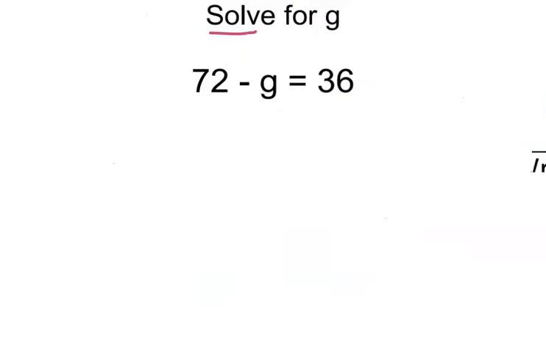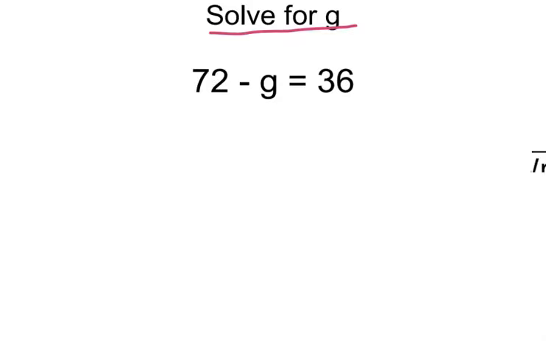Solve for G. Okay, so again, they're keeping the numbers pretty simple just to get the point across. So I'm going to solve it the algebraic way. You could just try numbers that you think are reasonable, stick them in for G, and do 72 minus what number will give you 36, and then figure it that way. But I'm going to do the algebraic way.